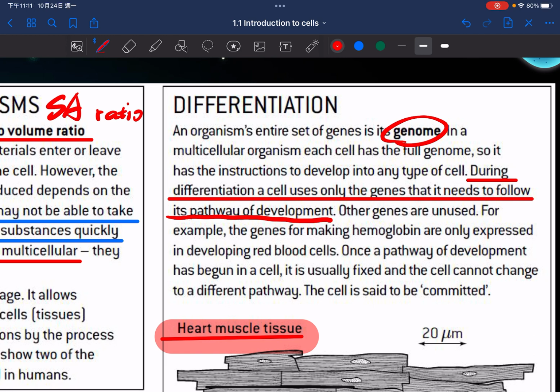The skin cell, the purpose of its life is just to produce a lot of proteins and to form a cuticle on the surface of your body to protect your body from losing water. Okay? So maybe some genes are used for the skin cell, and actually most genes are not used for the skin cell.